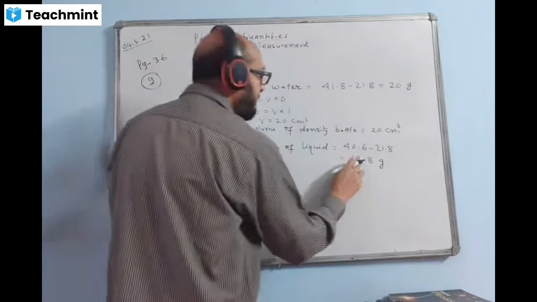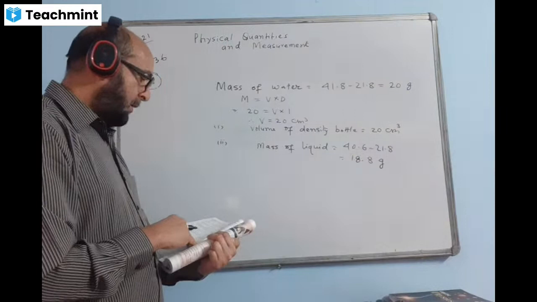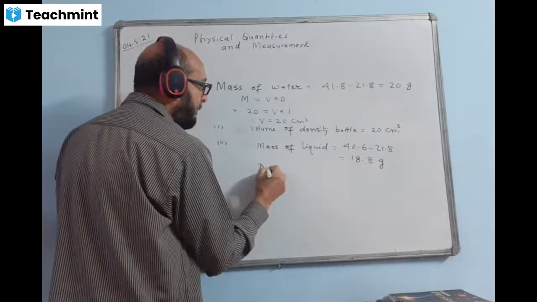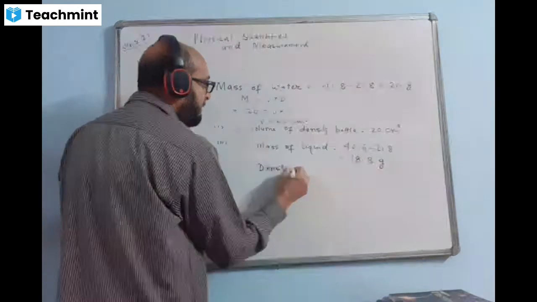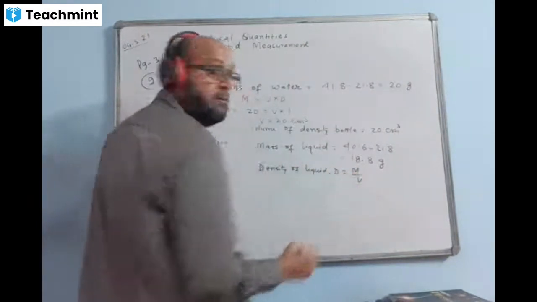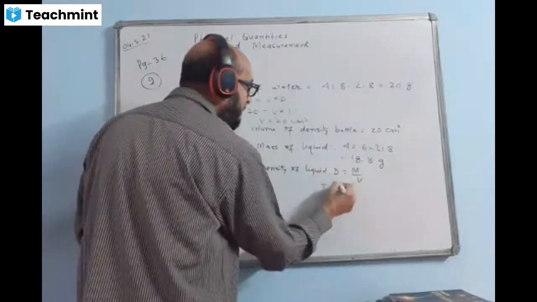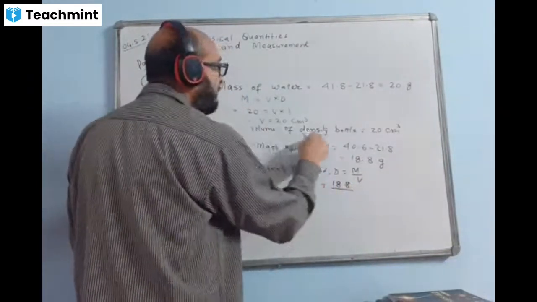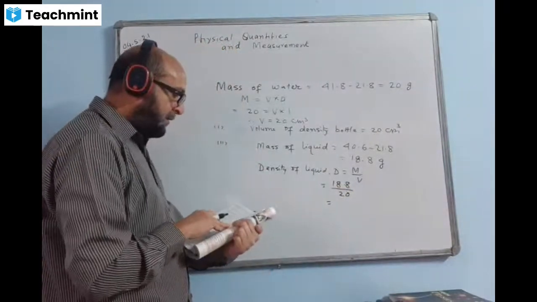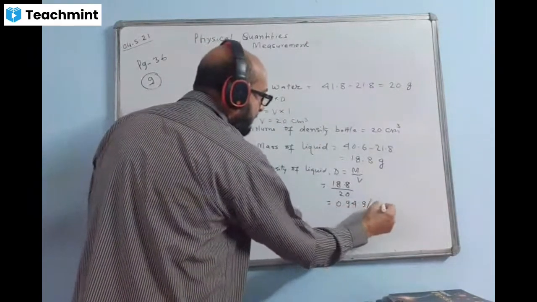So this is coming 18.8 grams. Okay, now we'll find density of liquid, that is D is equal to mass by volume, and mass of the liquid we have 18.8 upon volume, which is the volume of the bottle, that is 20. So we'll divide and find the answer in decimals. So the answer will come 0.94 gram per centimeter cube.